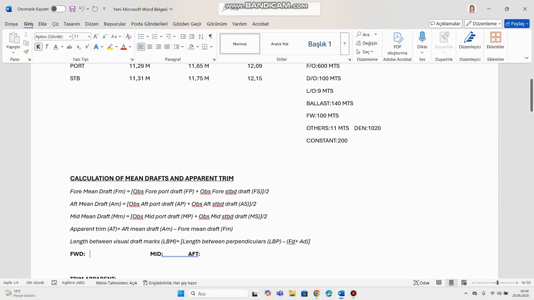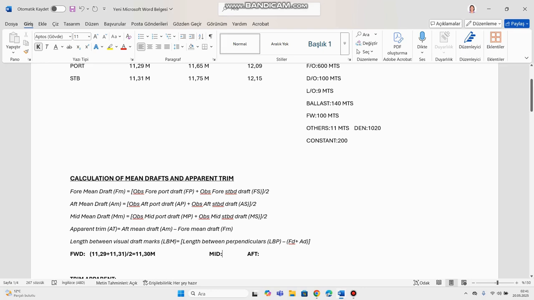Our port forward draft is 11.29 plus starboard draft 11.31 divide 2 equal 11.30 meters.